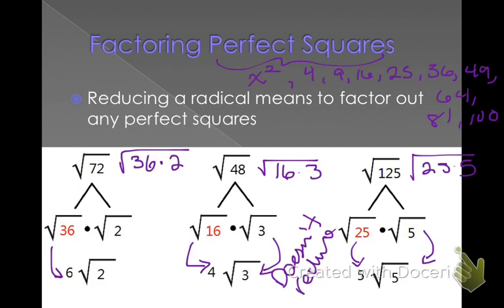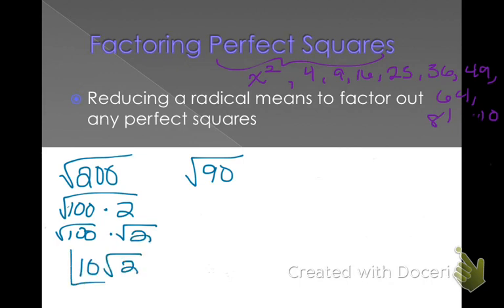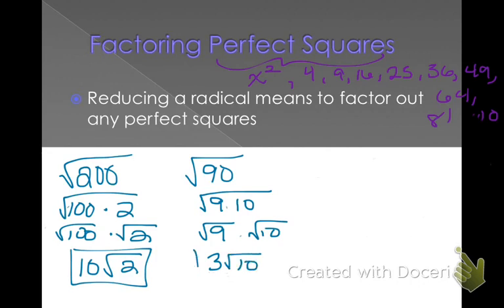So one more example for you. Actually, two more. 200 can be broken down into 100, which is the perfect square, times 2. Square root of 100 times the square root of 2 becomes 10 root 2, and then that's my final answer. 90 can be broken down into 9 times 10. 9 is the perfect square. So we get 3 root 10 as our final answer there. 10 doesn't have any perfect squares that divide into it. 10 is only divisible by 5 and 2. Neither one of those is a perfect square.